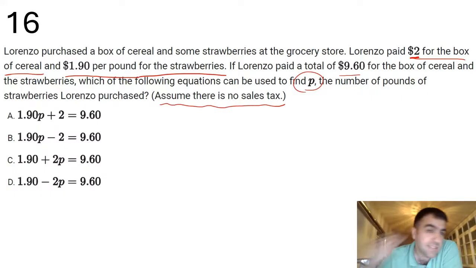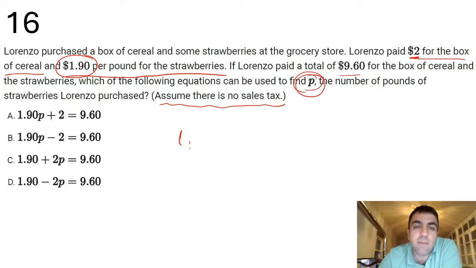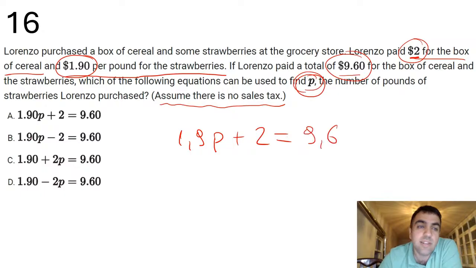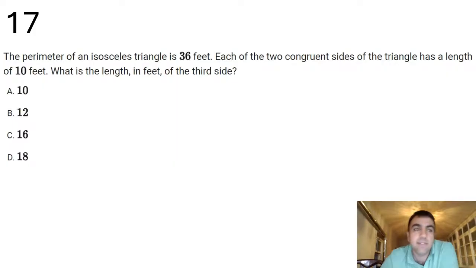Fear says it is A. We should multiply 1.9 by the P, right? 1.9P plus $2 for the box of cereal, and it is given that the total is $9.6, right? And we see that it is A. 17th question.